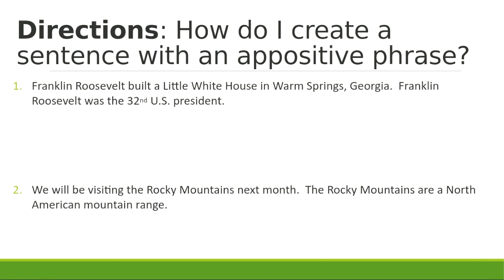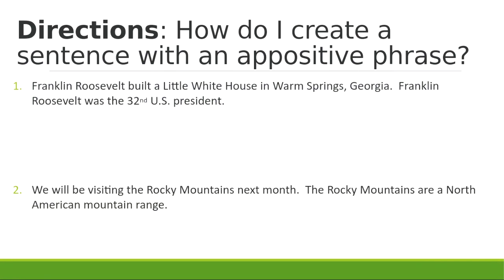Now, appositive phrases are a little easier to pick out than they are to build. And so I wanted to have an example where you can kind of see how to use this in your own writing. Franklin Roosevelt built a little White House in Warm Springs, Georgia. Franklin Roosevelt was the 32nd U.S. president. As you look at this, you see how both sentences are simple, both sentences are kind of boring and kind of repetitive. And so if I use an appositive phrase, I'm going to help break up some of that boring repetition.